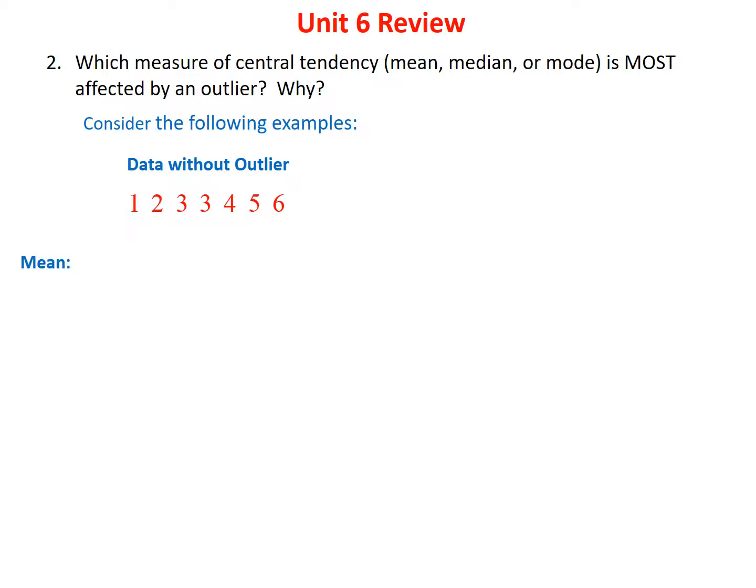No outlier there. For the mean, we add them all up and divide by how many there are. So that's 1 plus 2 plus 3 plus 3 plus 4 plus 5 plus 6 divided by 7 numbers. And that ends up being 24 over 7, or about 3.4. That's your mean, or what's sometimes called average.